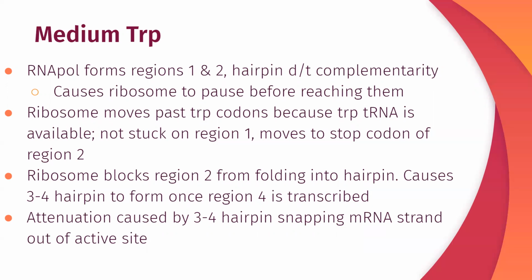And when it's sitting on region 2, that means that region 2 can't fold into a hairpin. So as RNA polymerase moves along and we form our 3rd and 4th regions, we'll end up with a 3-4 hairpin instead. When we have our 3-4 hairpin, that's the signal to attenuate. Essentially, when our 3rd and 4th regions fold, it will snap our mRNA out of the active site of RNA polymerase. So we end up with only a partial strand.